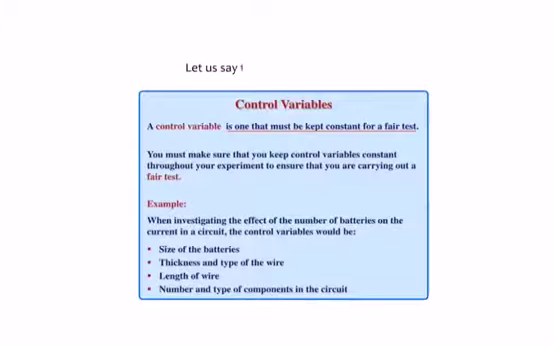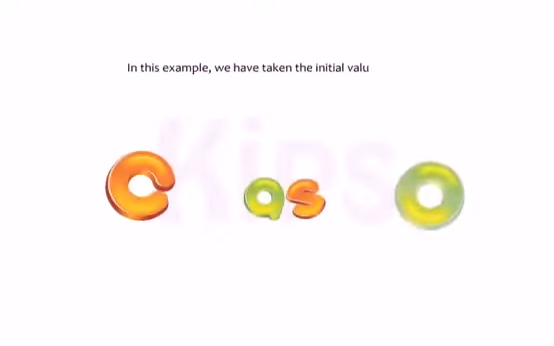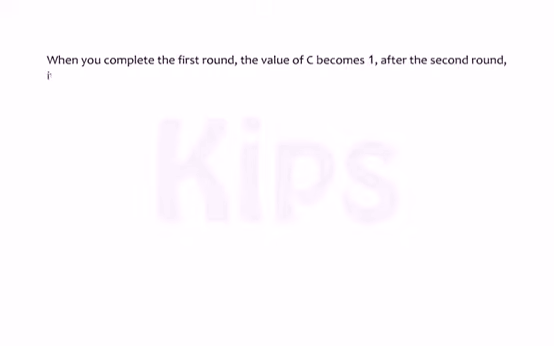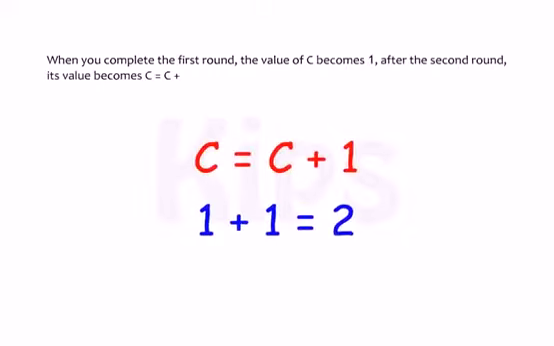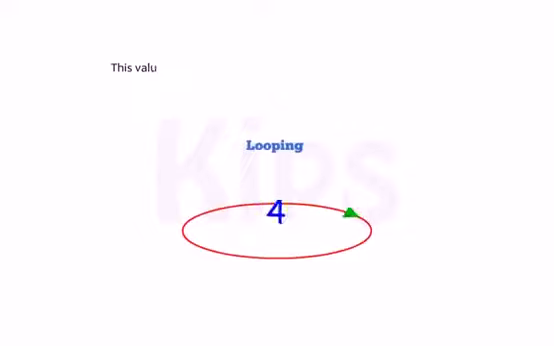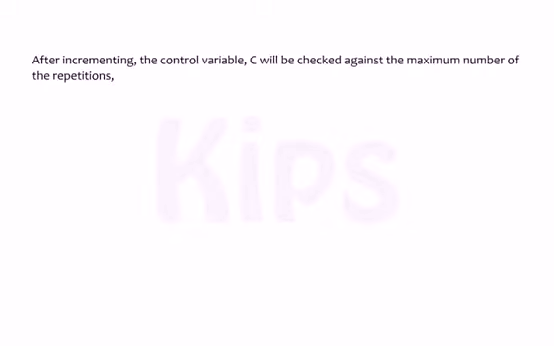Now, let us analyze the above example using programming to understand looping. Let us say the control variable is C. In this example, we have taken the initial value of C as 0. When you complete the first round, the value of C becomes 1. After the second round, its value becomes C = C + 1, that is 1 + 1 = 2, and so on. This value will get incremented each time the process repeats. After incrementing, the control variable C will be checked against the maximum number of the repetitions, which is 5 in this case.